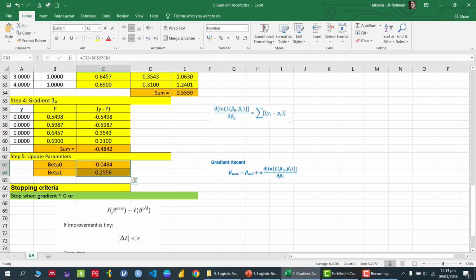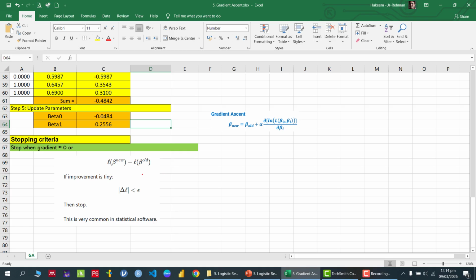So we will keep going until either the gradient is 0, or the difference between the new beta and the old beta is quite tiny or quite small. Then we can stop this algorithm and we can finalize these parameters.